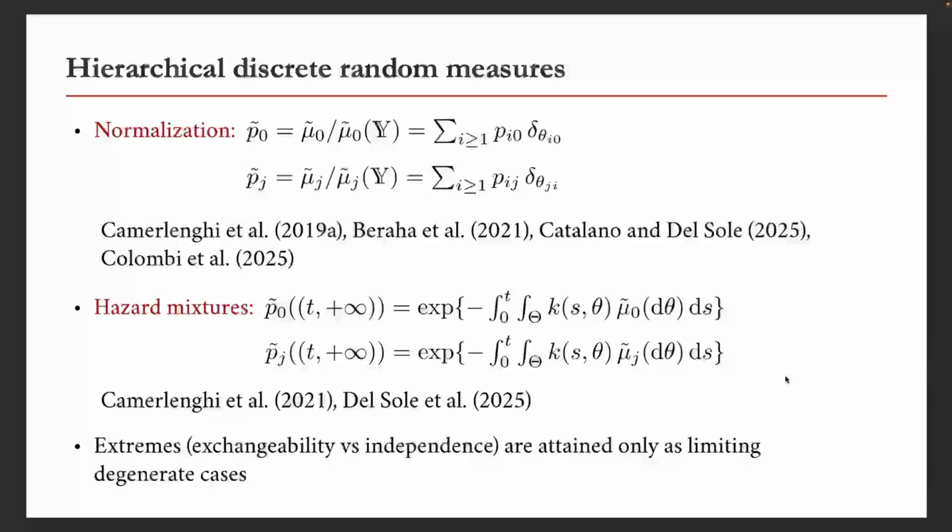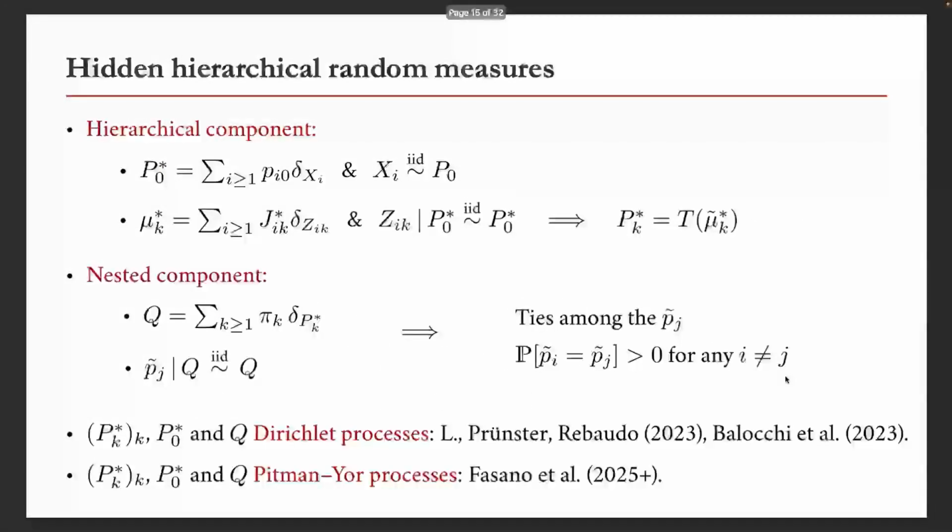There are also uses in the survival analysis literature, when these are used for modeling random hazards. The point with hierarchical structures is that you cannot obtain the limiting cases of complete dependence and independence, if not as limiting degenerate cases. So in this respect, they put some constraints that you can avoid by using this approach based on so-called hidden hierarchical random measures, which are based on combinations of a hierarchical and a nested component.